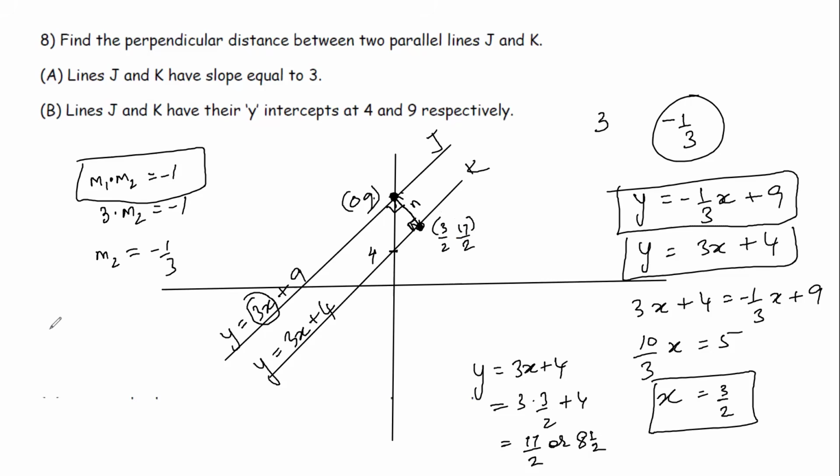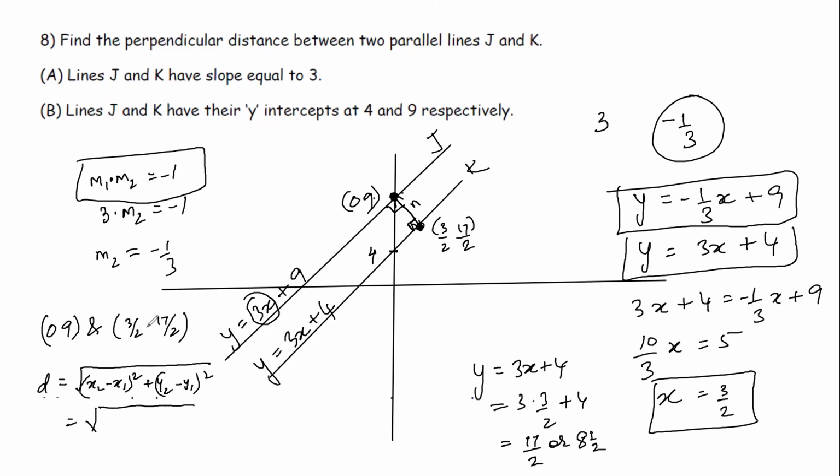So I can use the distance formula. Distance between 0, 9 and 3 by 2, 17 by 2. The distance formula is very simple: root of x2 minus x1 the whole square plus y2 minus y1 the whole square. So x2 minus x1 the whole square is 0 minus 1.5, the whole thing squared, so that's 9 by 4, plus 9 minus 17 by 2. So 9 minus 8.5 is half, whole square, so 1 by 4. So what I get is root of 10 by 4, and root of 10 by 4 is root of 2.5.